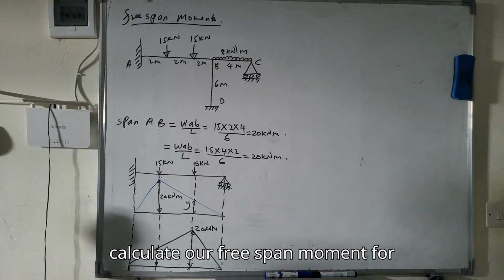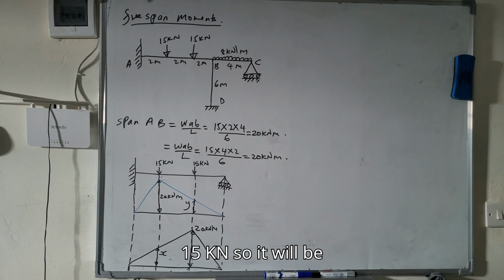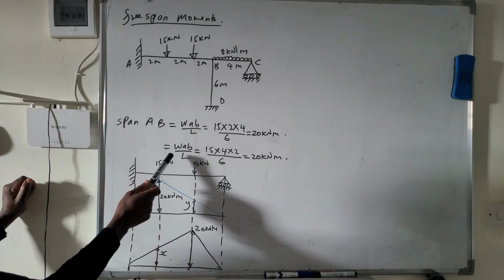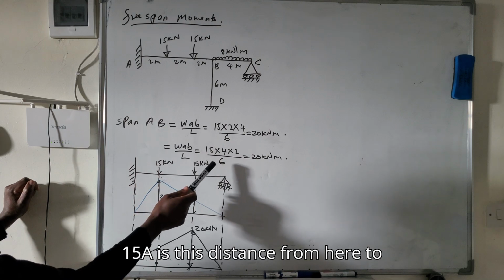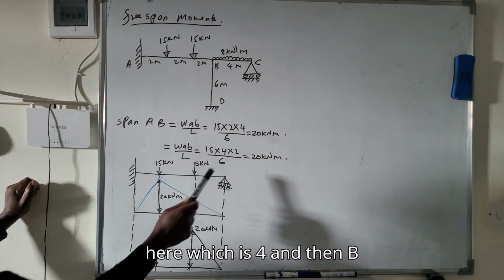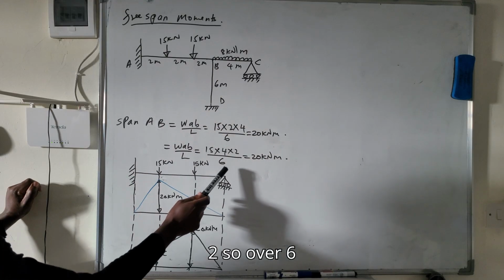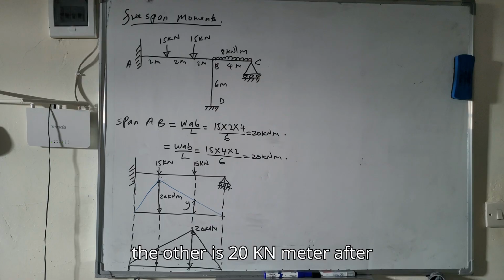Again, we calculate our free span moment for the 15 kilonewton load. So it will be WAB over L. Our W is 15, A is this distance from here to here, which is 4, and then B is 2, so over 6. The answer is 20 kilonewton meter.